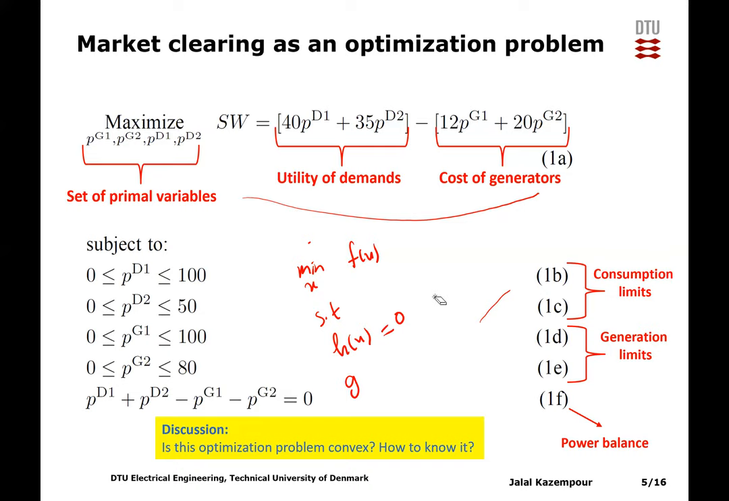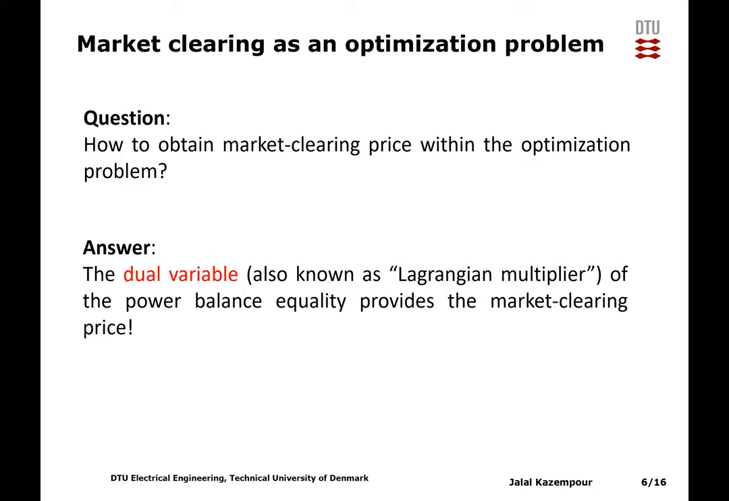Let me check the time. Okay, we have 10 minutes. Good, let me go to the next slide. So we learned about the dual variable. We also call it Lagrangian multiplier. I used to call it dual variable. Also, you can call it a shadow variable.